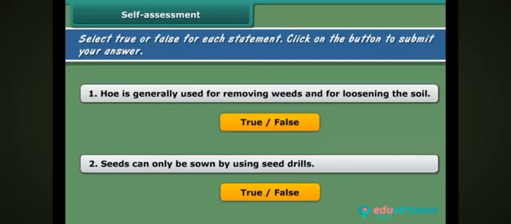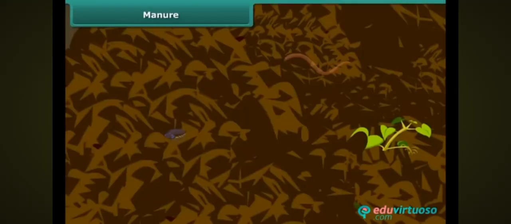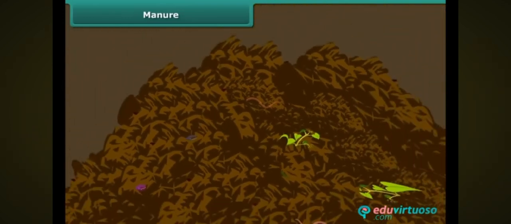Click on the button to submit your answer. Friends, now let us move on to the next topic of this module. I'm sure you must have heard the term manure many a time. Do you know what it is?